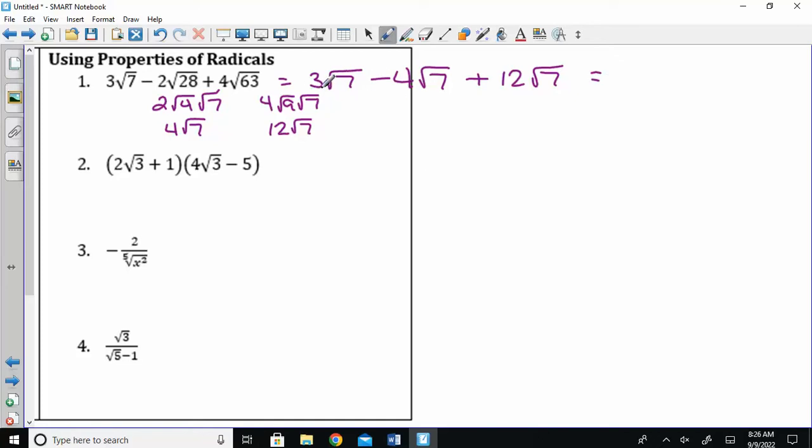So now when you add and subtract, you do the coefficients. So 3 minus 4 plus 12. So that would be 3 minus 4 is negative 1 plus 12. Result 11 radical 7.